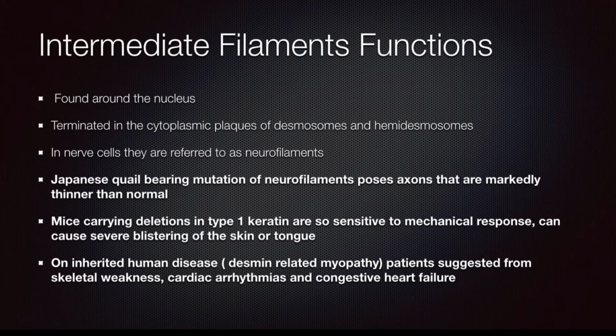Intermediate filament functions. They are found around the nucleus, terminated in the cytoplasmic plaques of desmosomes and hemidesmosomes. In nerve cells, they are referred to as neurofilaments. Here are some related diseases that we are going to talk about at the end.